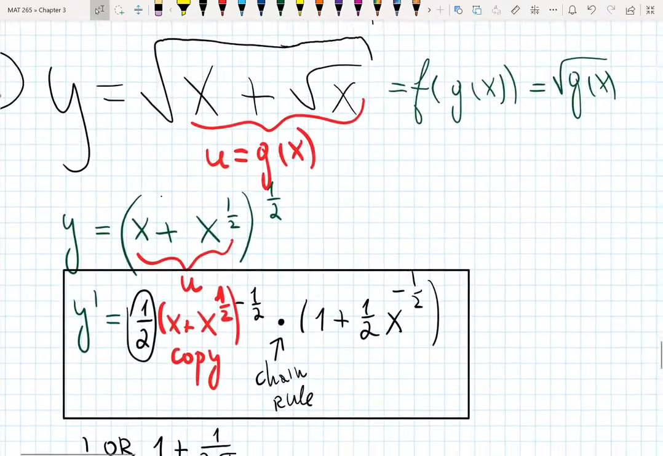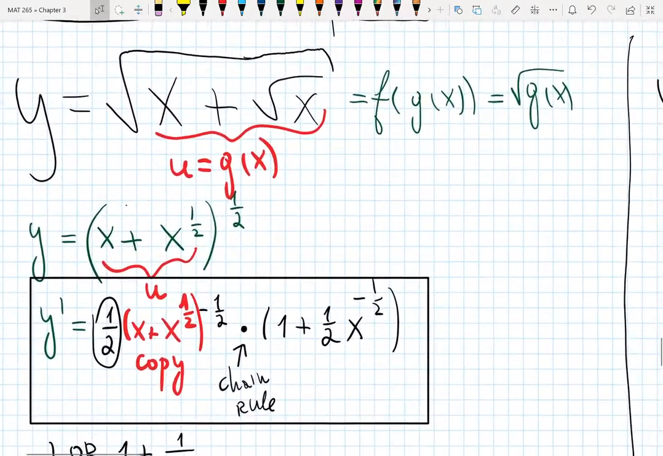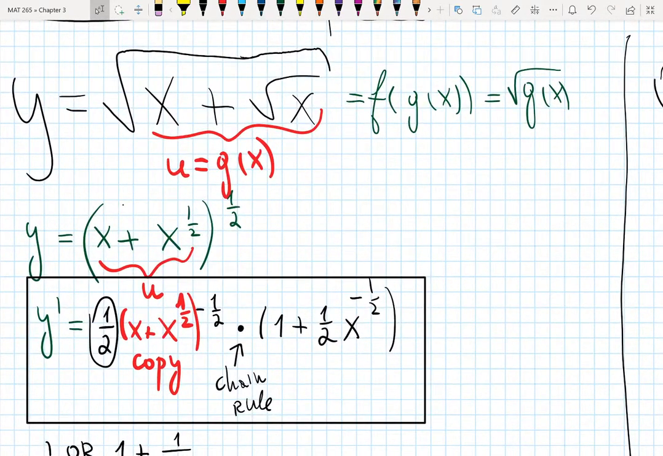Chain rule, people, you have to be good at this. You have to be good. This is what we're going to be checking you on a lot. Questions? What do you think?